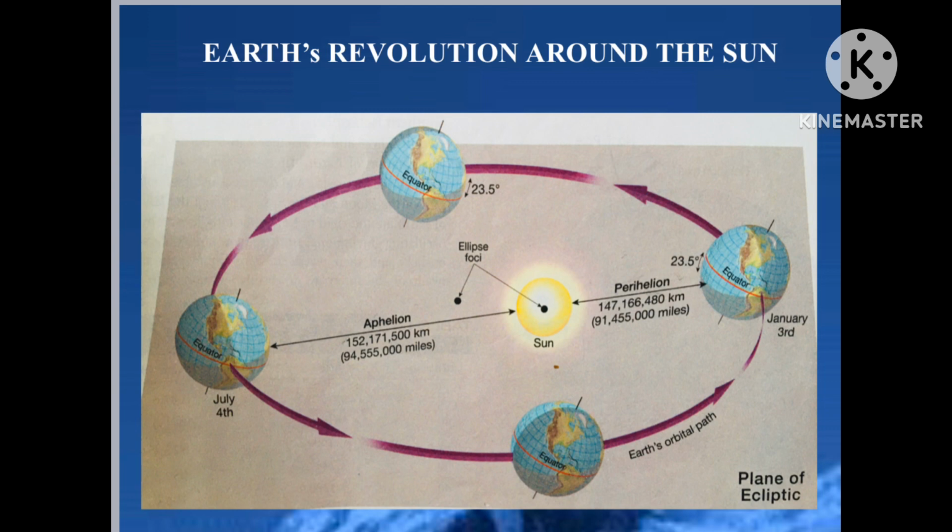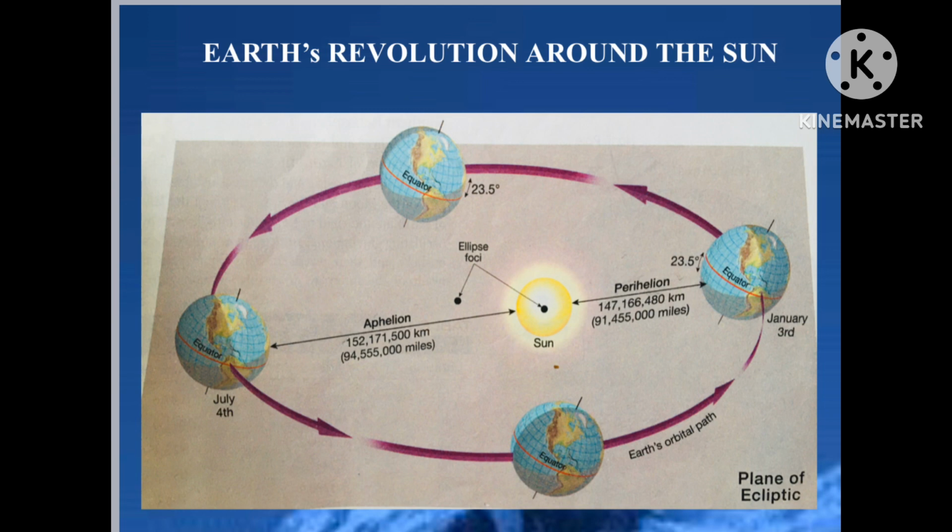On 3rd January, our Earth is closest to the Sun, and the distance between Earth and Sun is 147 million kilometers, but it is farthest from the Sun on 4th July. Most students confuse this with 21st June and 22nd December. They think the closest and farthest distances occur on those dates, but that is the wrong answer. It is slightly different from the 21st June and 22nd December concept.